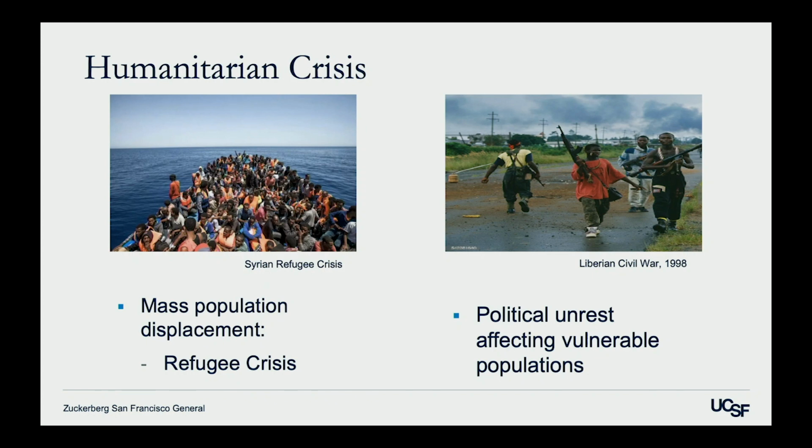And then political unrest affecting vulnerable populations. So often when these countries are in civil war, there are militant groups. For instance, in the Liberia civil war, children were recruited and they became the main armed forces that were fighting this war.